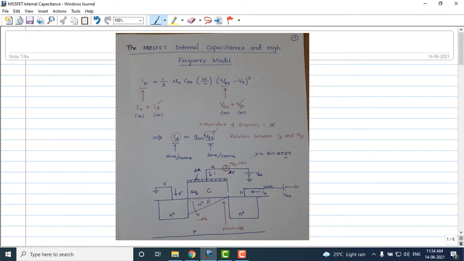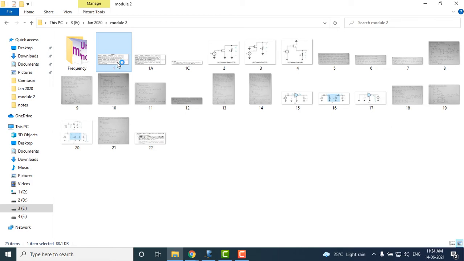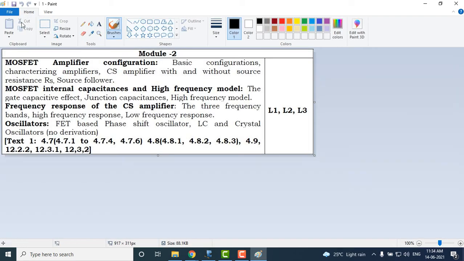If there are no questions, I will move on to the MOSFET internal capacitances, and also we will discuss the high frequency model. Looking from the syllabus point of view at what topics we have covered, we have completed almost this first portion you can see. This is completed, and right now we are starting with MOSFET internal capacitance and high frequency models. This topic we are starting.